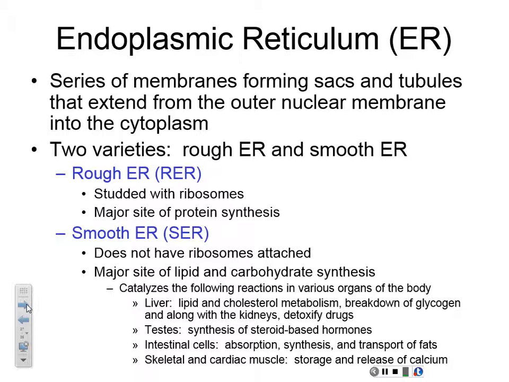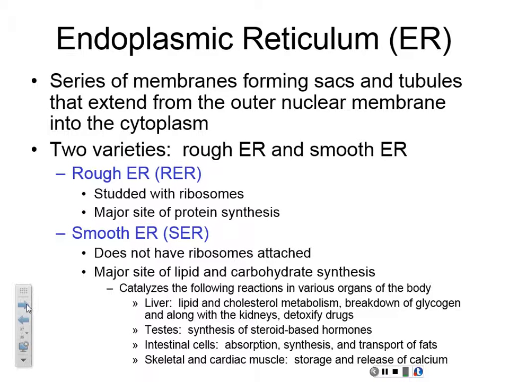Right? And if you look at the testes, what happens in the testes? The smooth endoplasmic reticulum creates steroids. Like testosterone is a steroid. And we said the steroid is what kind of compound among the four? Yeah, lipid. So that's lipid synthesis. So in the testes, the smooth endoplasmic reticulum forms steroids.